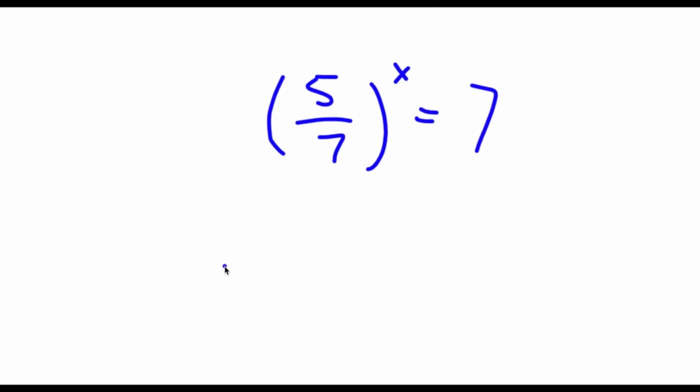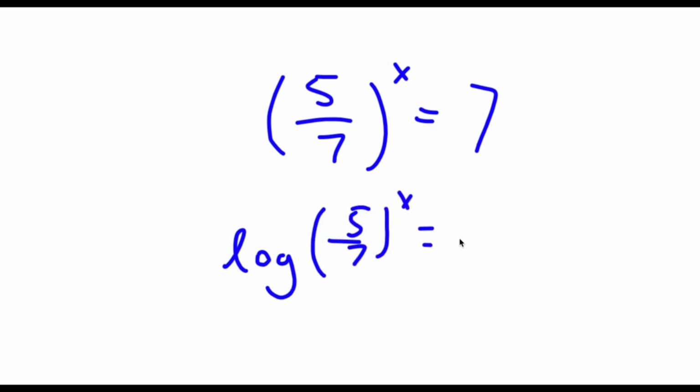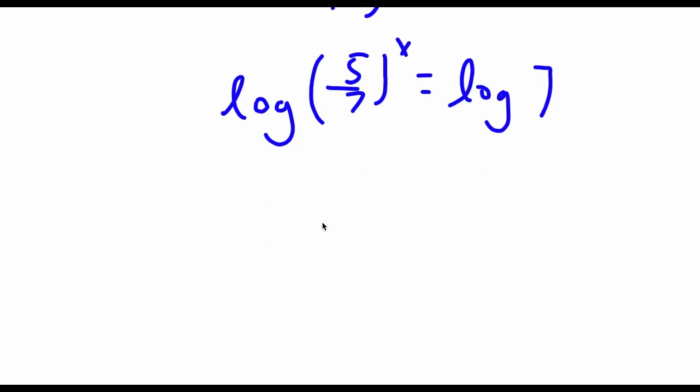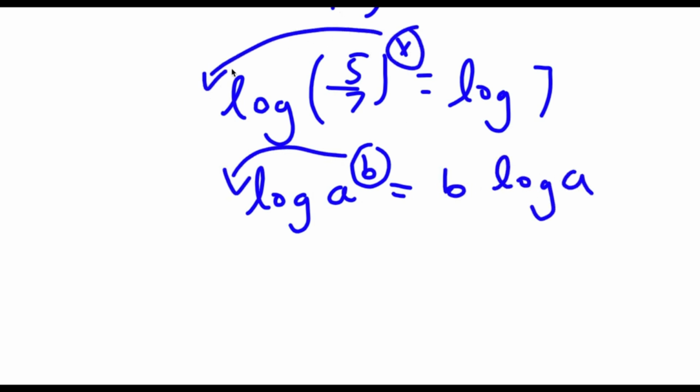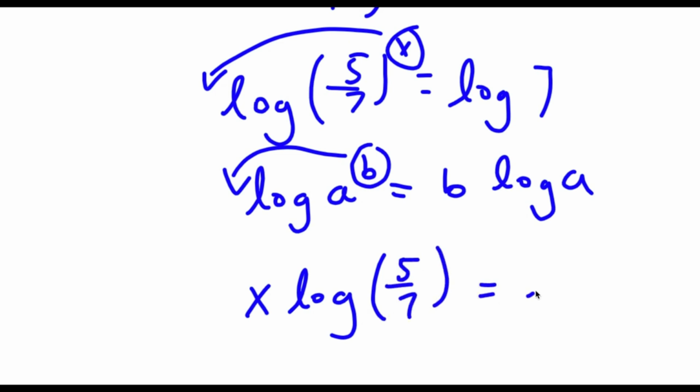Now I'm going to take the log on both sides. So I have log of 5 over 7 to the power of x is equal to log 7. Now if I have something in the form log a to the power of b, I can actually move this exponent b to the front of the logarithm. So this will equal b times log a. So I can move x here to the front. So this is going to equal x times log of 5 over 7, which is equal to log 7.